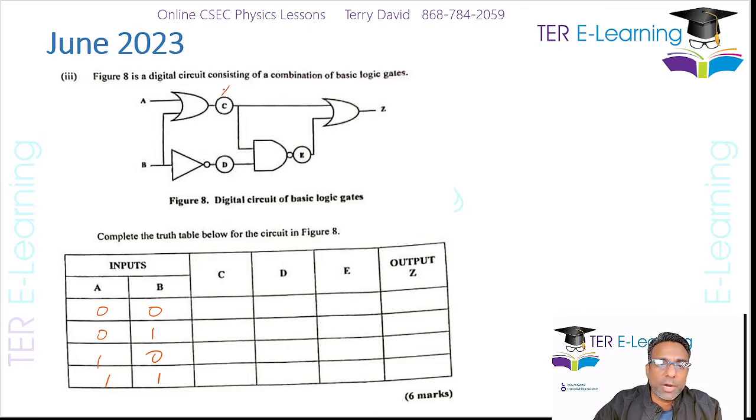If you look at the output C here, you're passing through an OR gate. With an OR gate, you will only get an output of 1 when you have a 1 on one input or the other, right? So you'll get a 1 here, a 1 here, a 1 here, and this is going to be a 0. In the case of D now, you're going to invert whatever is at B. So therefore, this is going to be 1, 0, 1, 0. So we inverted the output there. Now, the next thing here, we need to work out what's happening at E.